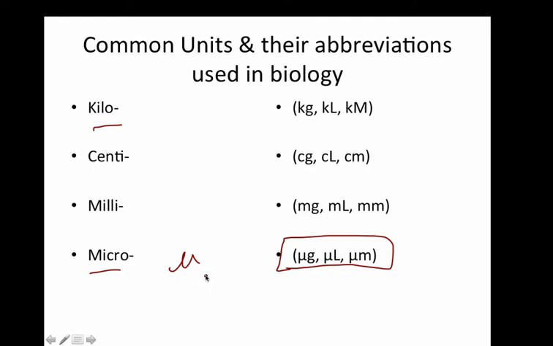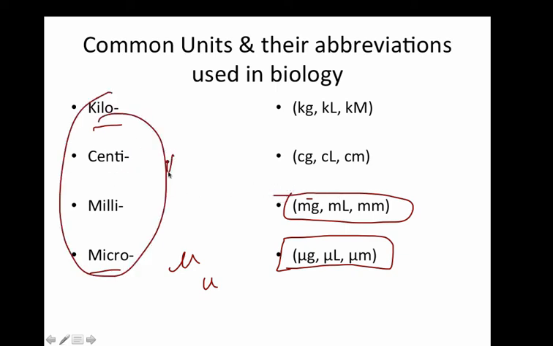If you don't know how to put it on the computer, you can just put U. If you have a Macintosh, you can put Option M, and that'll give you that Greek symbol called micro. We're also going to use milli a lot in terms of the prefixes. So remember, all of these are prefixes.